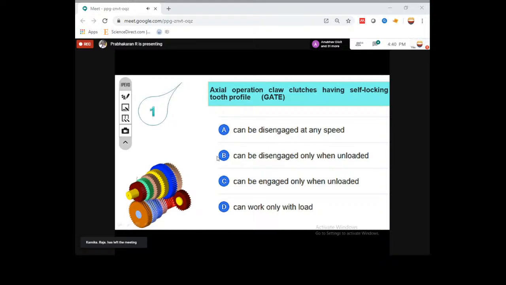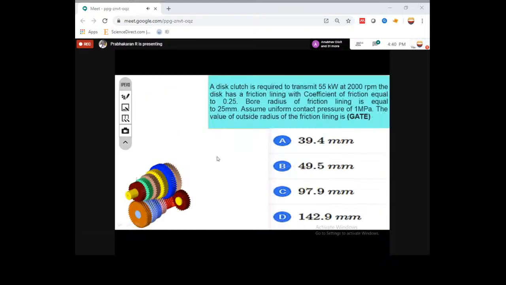Very easy thing. Next I'm going to solve one more problem. A disc clutch is required to transmit 55 kilowatt at 2000 rpm. This is one of the GATE questions. Till now I have seen only 5 to 6 questions, and all 6 questions are of the same type. You should remember the formulas and the technical concepts, and definitely you can solve any problem.